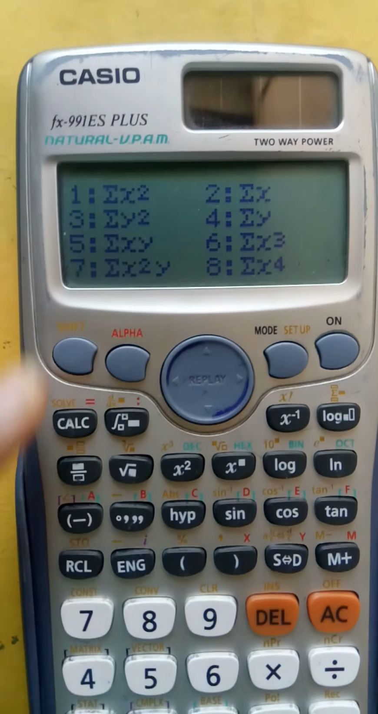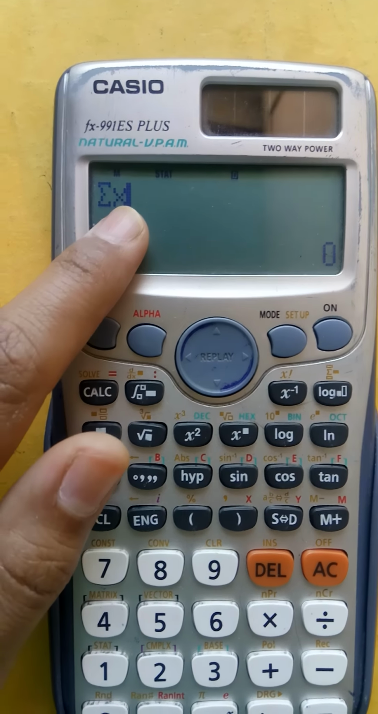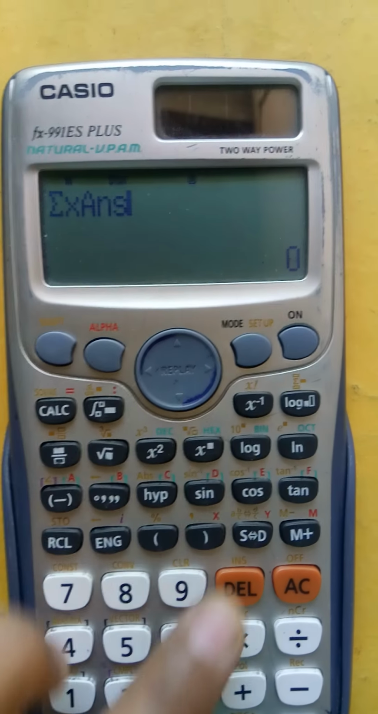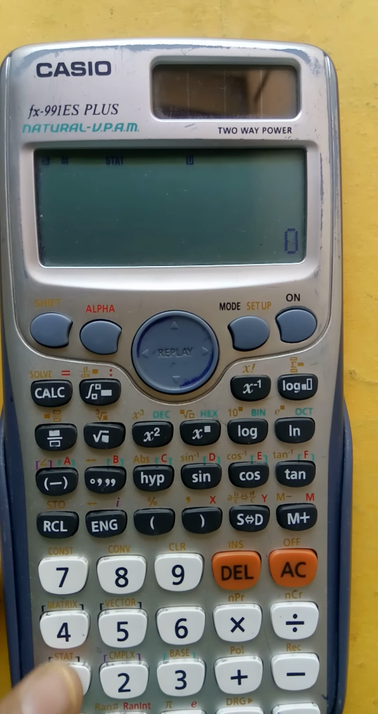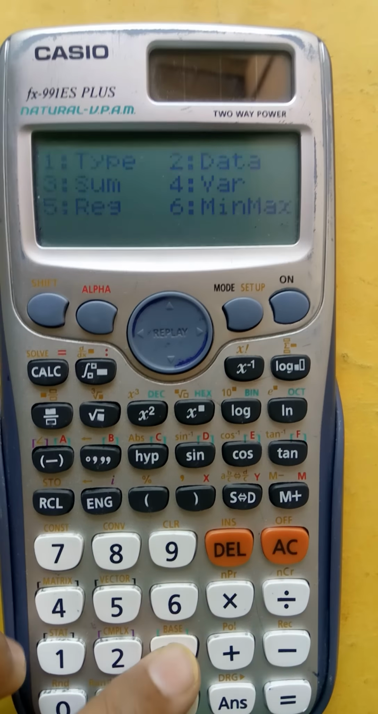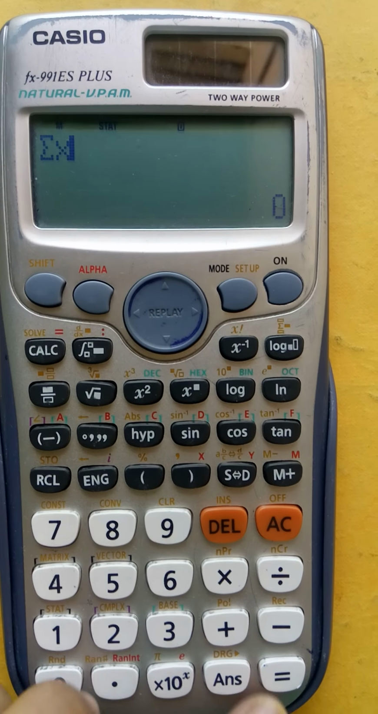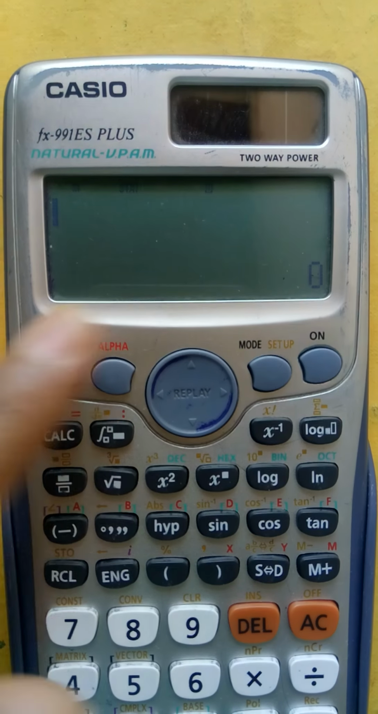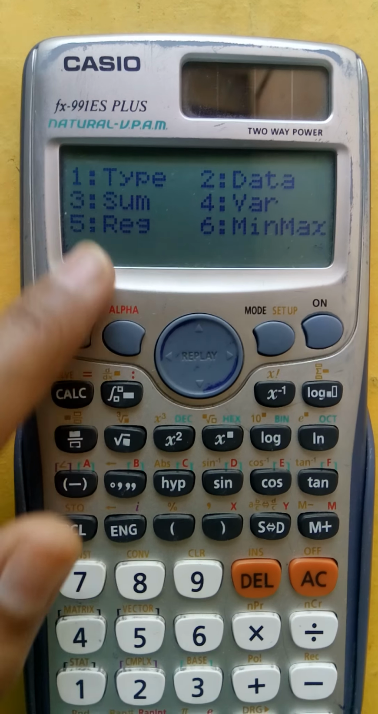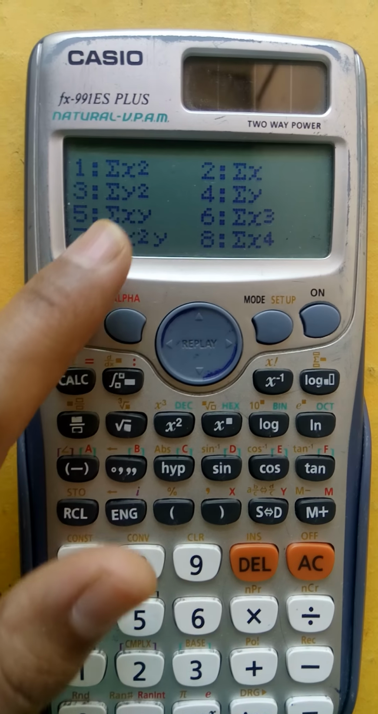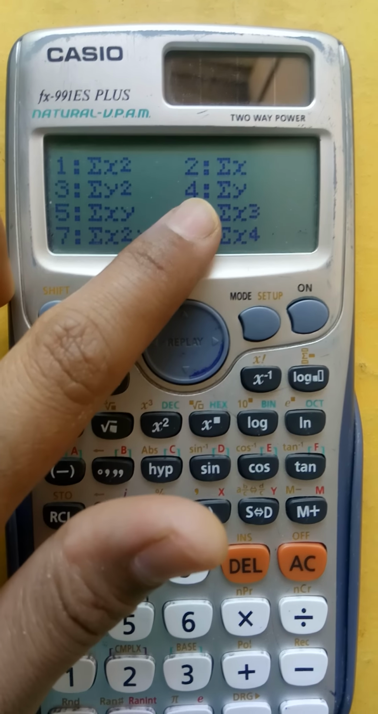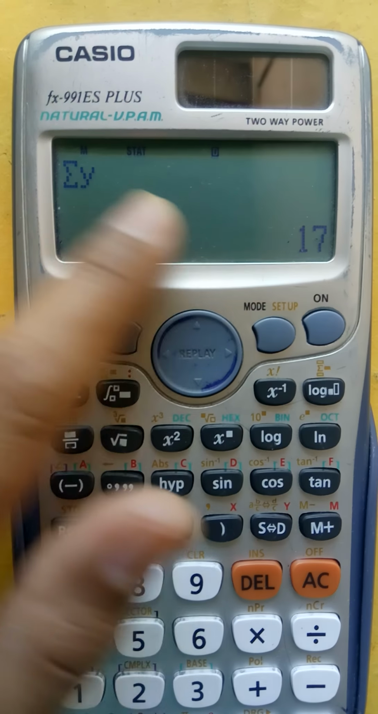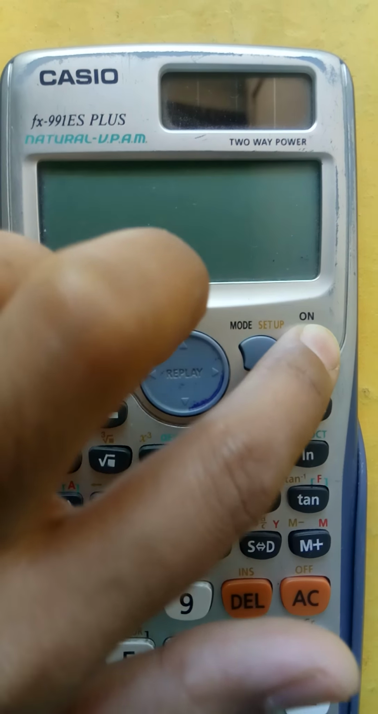Suppose we press 2, then what will happen? It gives the summation of x. Here the value of summation of x is 25. Similarly, if we press shift 1 again, I am going to summation, that is 3. If we want summation of y, the corresponding number is 4, we get 17, which means summation of y will be 17. You can check whether it is correct or not.